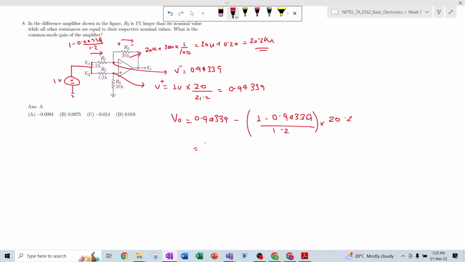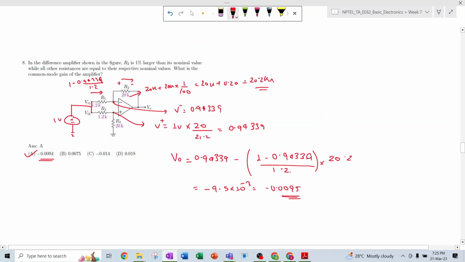So let's calculate it. 1 minus 0.94339, divided by 1.2, multiplied with 20.2, then 0.94339 minus that answer. So this is minus 9.5 into 10 to the power minus 3. That means it will be minus 0.0095, like that. So the nearest answer is minus 0.0094. So this is the answer.